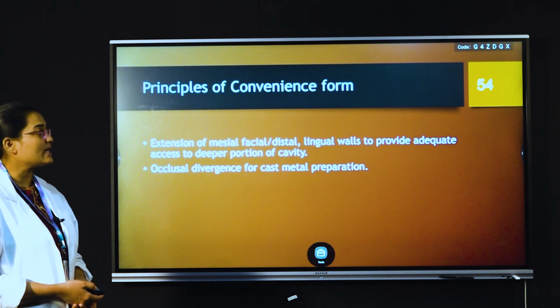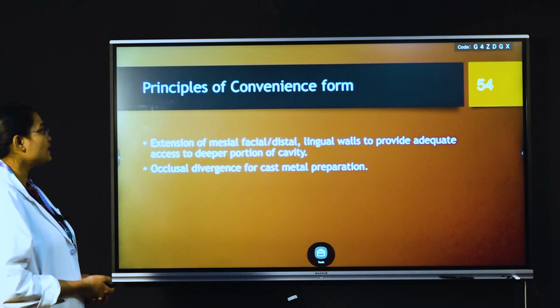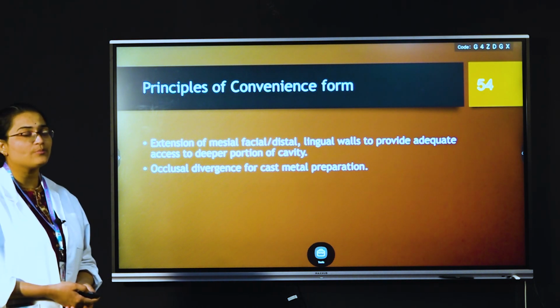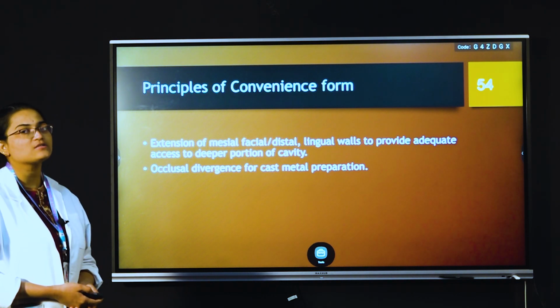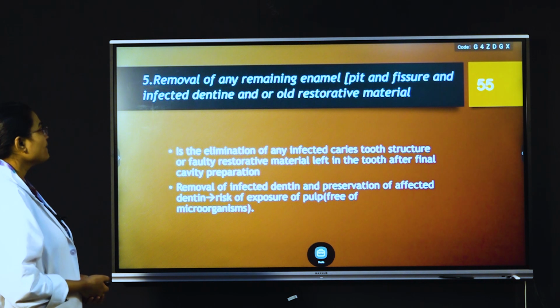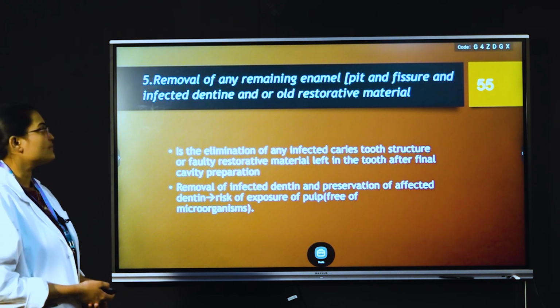Coming to the principles of the convenience form, the extension of the mesial, facial, distal, and lingual walls should be adequate to provide for access into the deeper portions of the cavity, and also the occlusal divergence is required for the cast metal restorations.